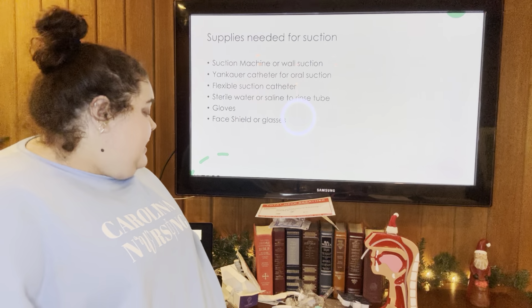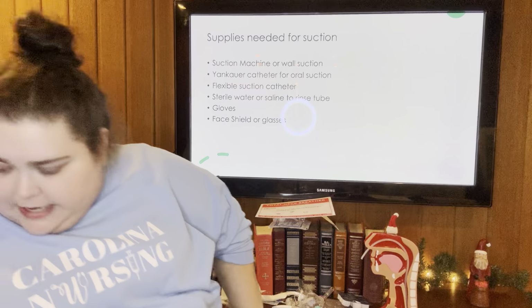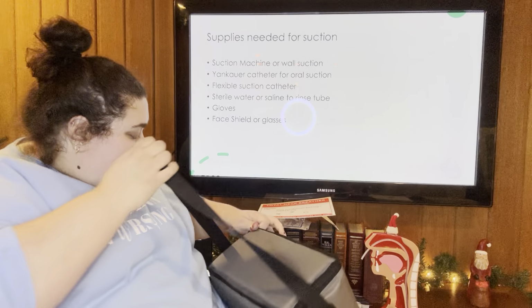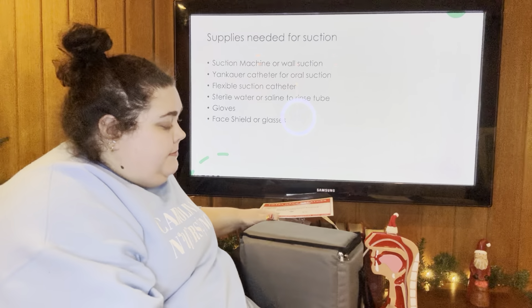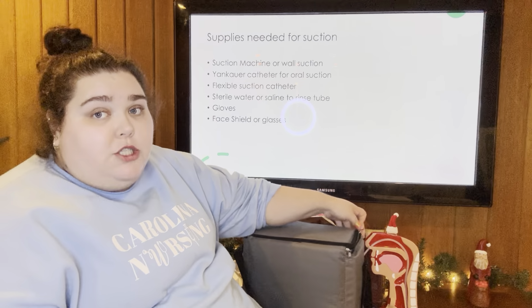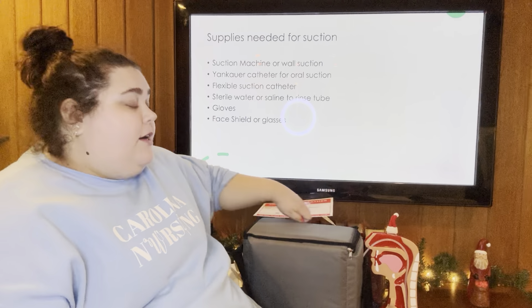So the supplies that we need for suctioning, we need the trach, obviously. We need either wall suction or, like we have here, a suction machine. So the suction machine, which you'll see patients that are at home will have, or you'll see these on our crash carts.